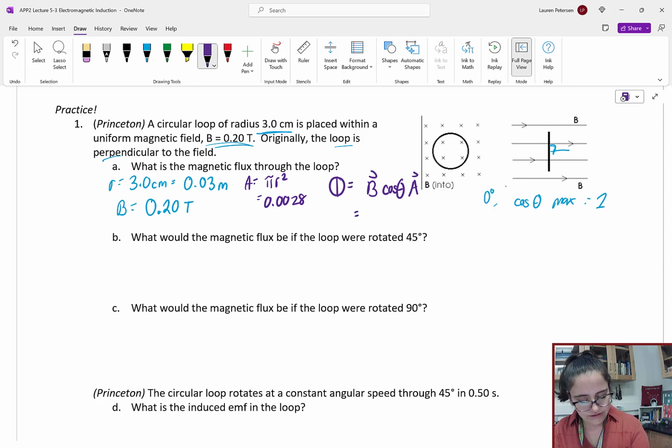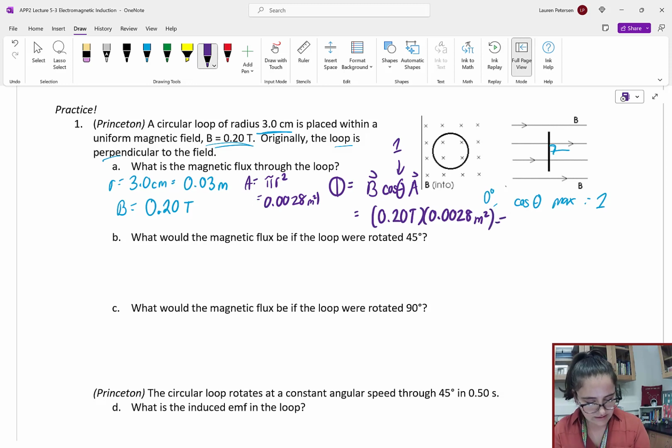So plugging that into the flux equation, we have 0.20 Teslas, cosine of 0 is 1, times the area of 0.0028 meters squared, which gives me 5.6 times 10 to the negative 4 Webers.